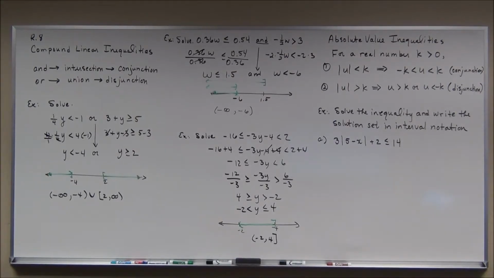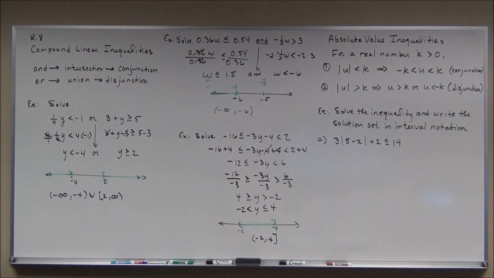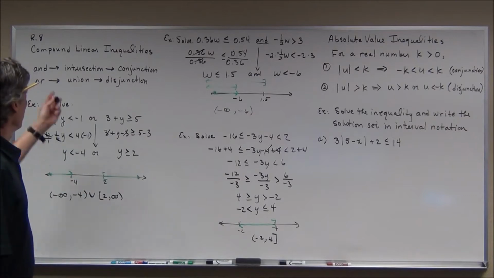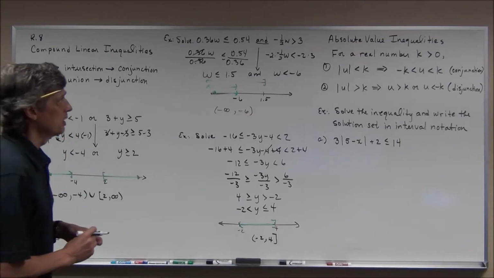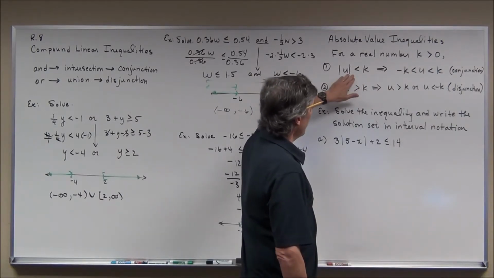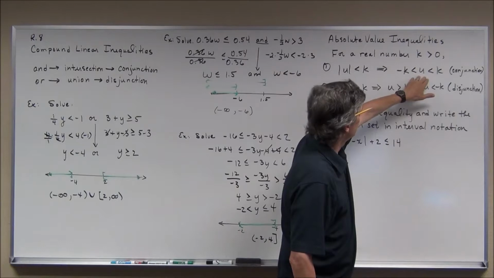You would get the same answer if you did this one by breaking it apart and writing it with an "and." It's just more convenient, I think, if you go ahead and work with the extended inequality. Now, the absolute value inequalities are pretty much the same thing as the compound inequalities, because when you have an absolute value inequality for k greater than 0, if the absolute value of the expression is less than k, notice you get an extended inequality, a conjunction.